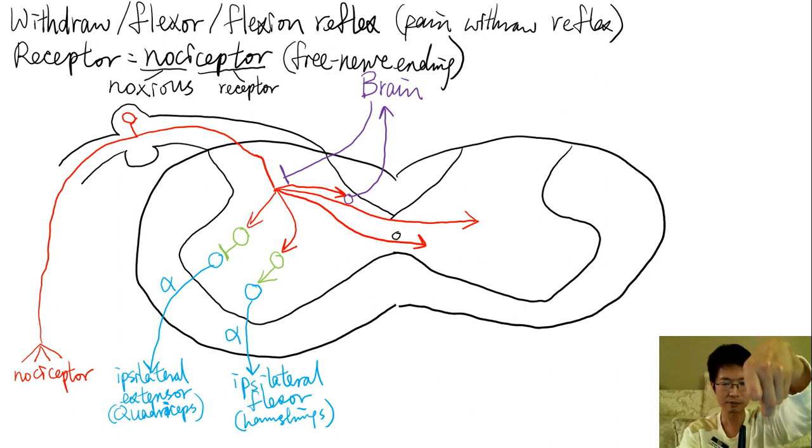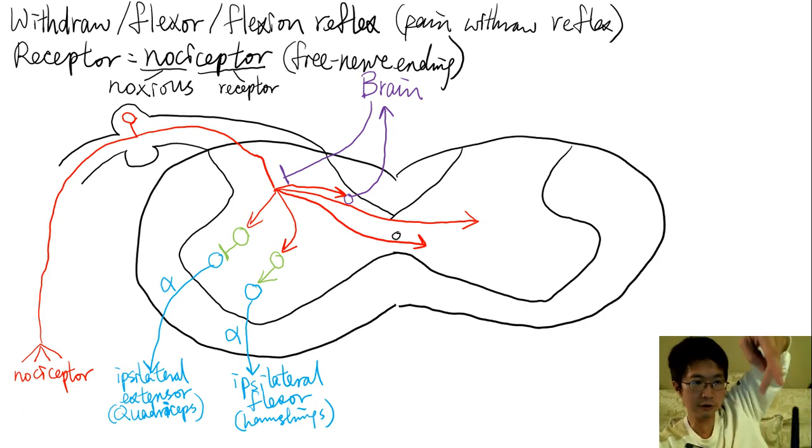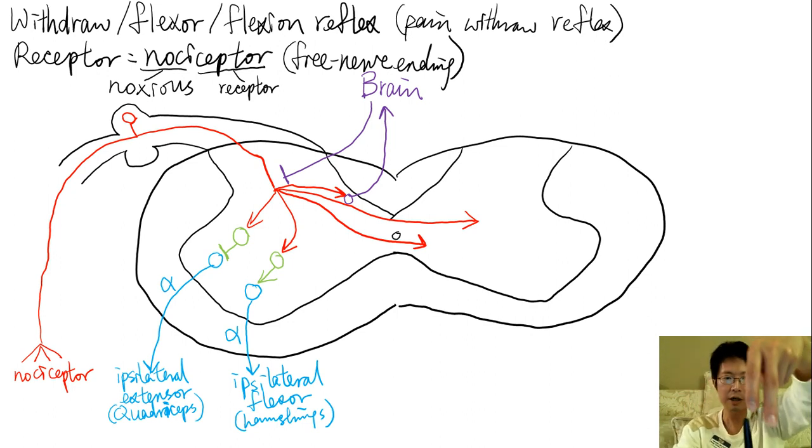So let me show you sideways. If this leg hits the nail, then you will withdraw like this. When it withdraws like this, what happened? Your hamstring behind actually contracts, but your quadricep relaxes. So you can tell that it is exactly the same as your Golgi tendon reflex, but the receptor involved is totally different.